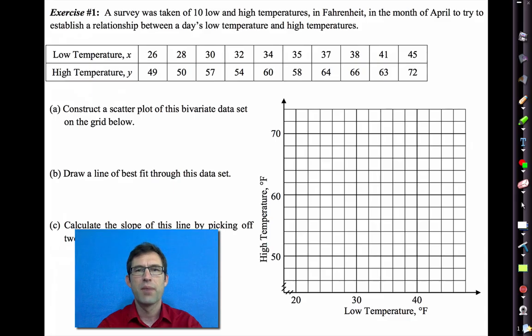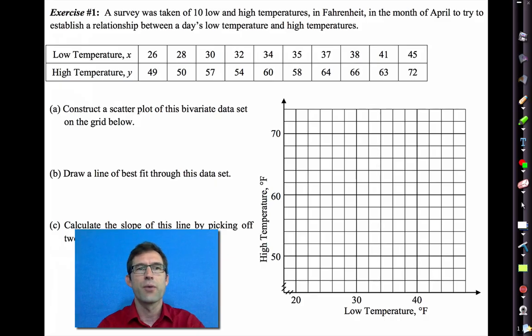Bivariate data. Bivariate really means two variables, all right? And very often in the real world, what we want to do is think about an association that might occur between two variables. Ideally, so that we could use one variable to predict what's going to happen with the other one.